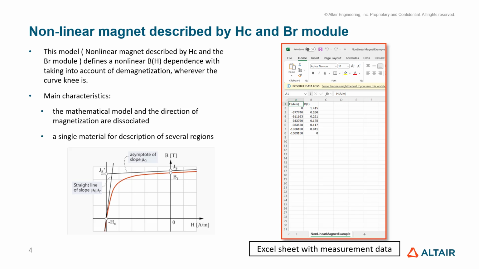The first column should contain the magnetic field strength in ampere per meter, and the second column should contain the magnetic flux density in Tesla. As you can see from the screen, the measurement data I considered here is in the second quadrant. Also, please remember the input data must be in Excel sheet in .csv or XLS format.